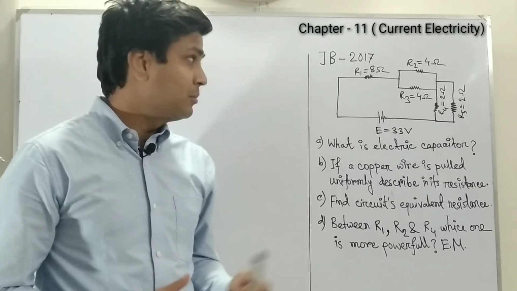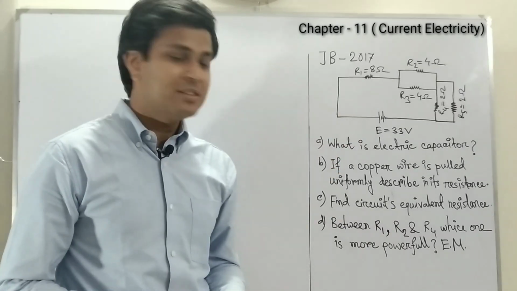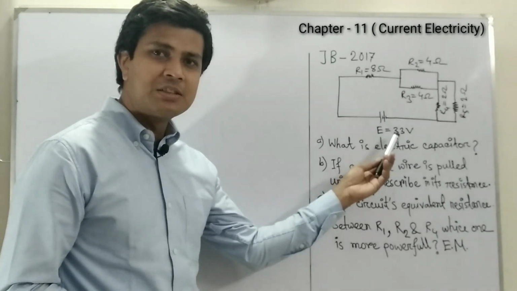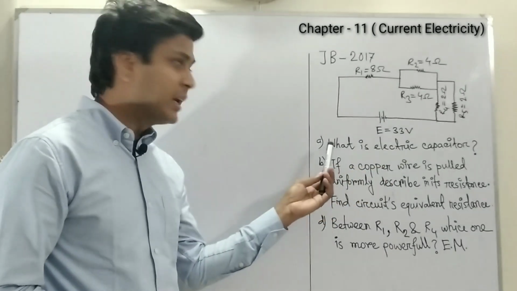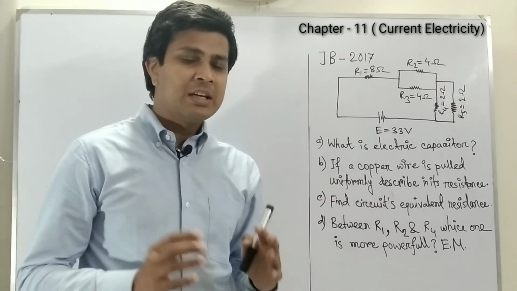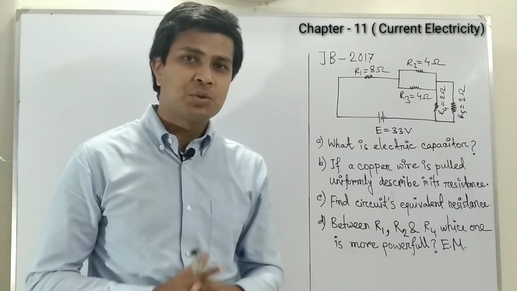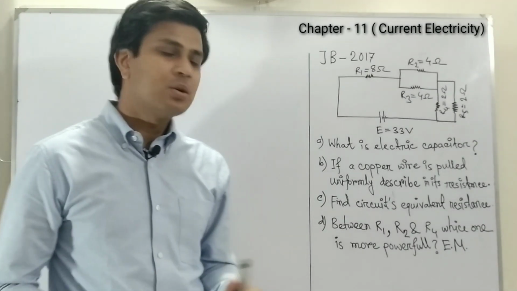Look at the diagram. In the diagram you can see there are 5 resistances and the electromotive force is given here as 33 volt. The first question is, what is an electric capacitor? An electric capacitor is a device for storing energy as an electric charge, and it is called a capacitor.